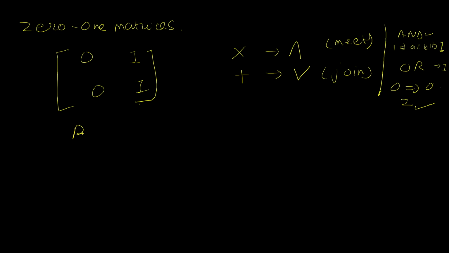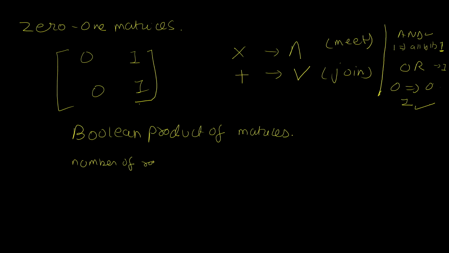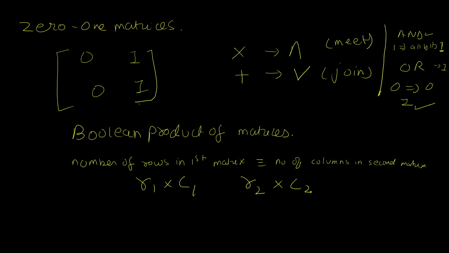So in terms of this join and meet, we define the Boolean product of matrices, and the rules of matrix multiplication are exactly the same. If the first matrix has R1 rows and C1 columns and the second matrix has R2 rows and C2 columns, the size of the resulting matrix would be this one. So it always works that way.